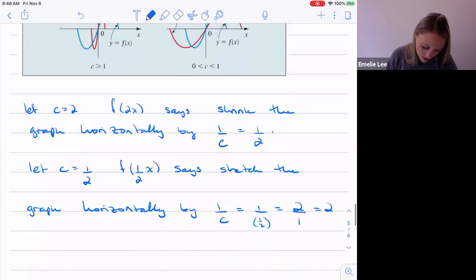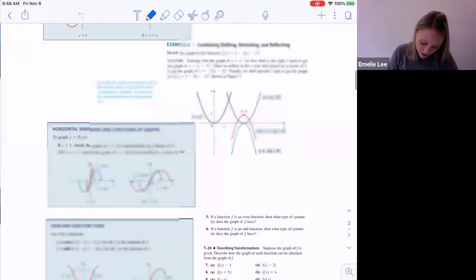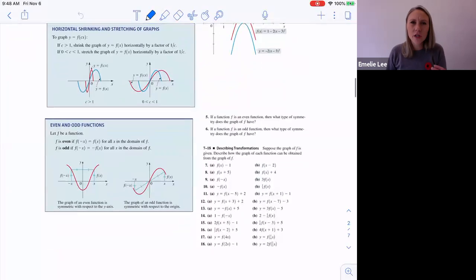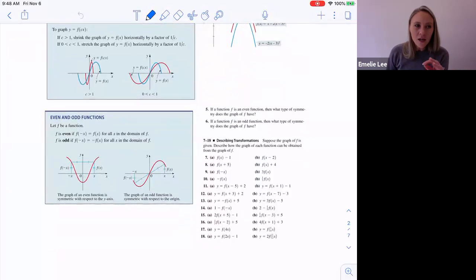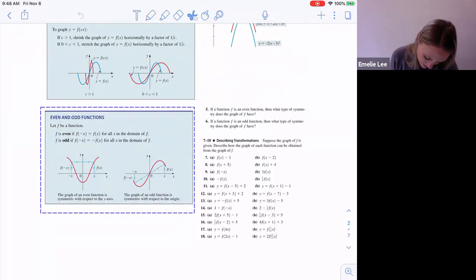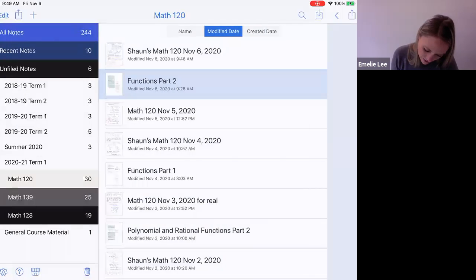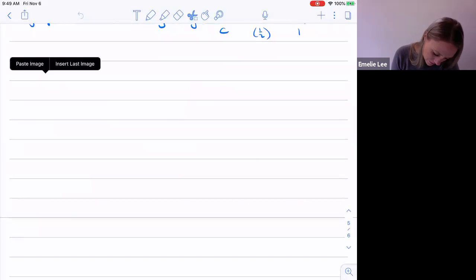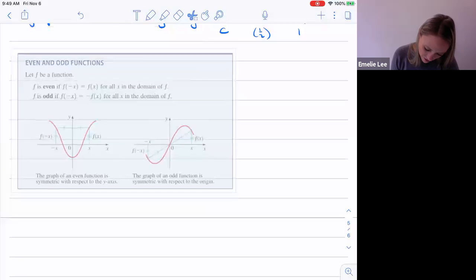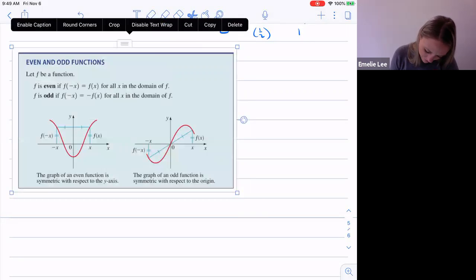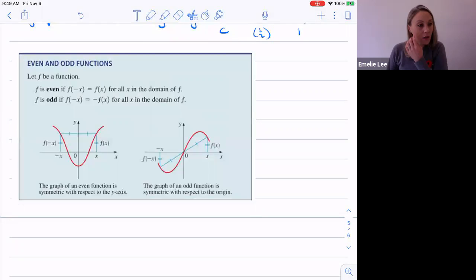The last thing I want to end up on, and then I'm not sure if I'm meeting with you on Monday or if Shaun's going to be able to come back on Monday. But I just want to introduce the idea of even and odd functions, and then we can pick up on some examples next day. Because I know I'm already out of time here.